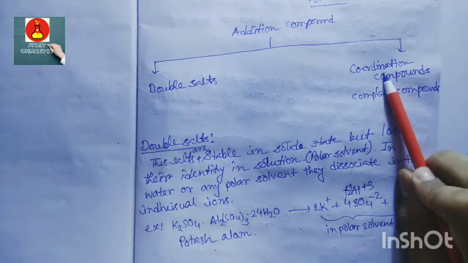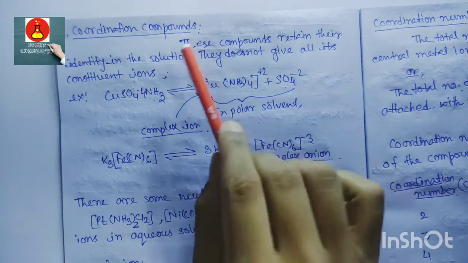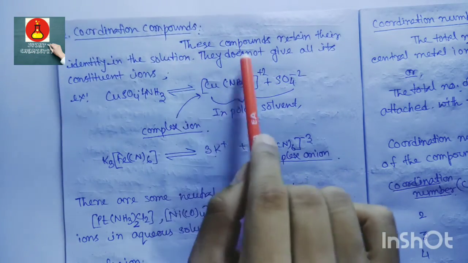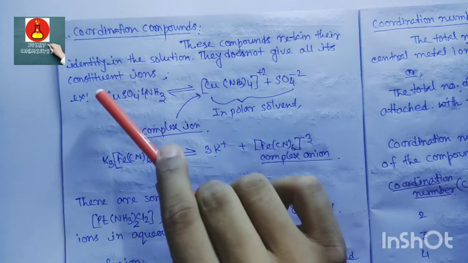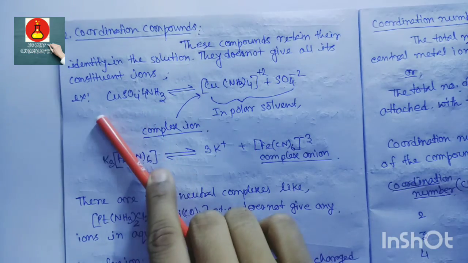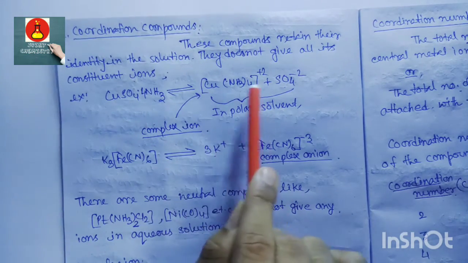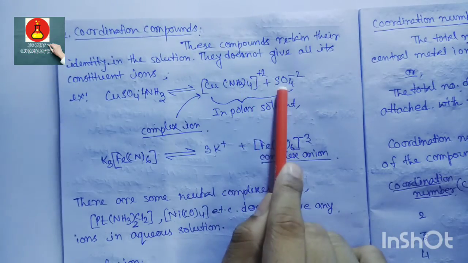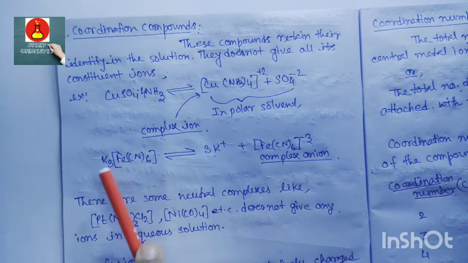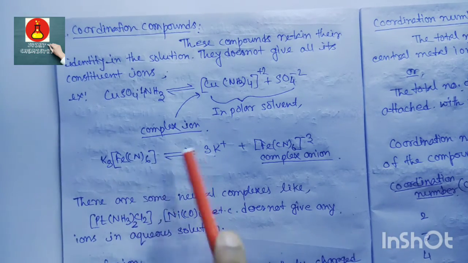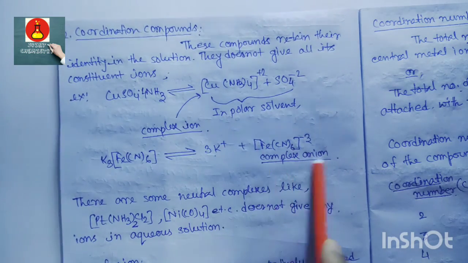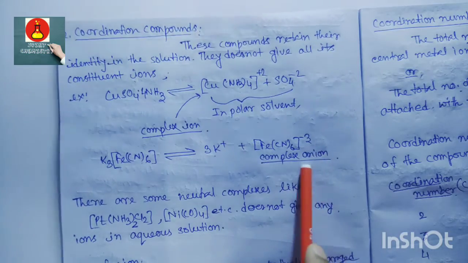Now what are coordination compounds? Coordination compounds retain their identity in solution. They do not give all their constituent ions. For example, tetraamine copper sulfate dissociates in polar solvent into two ions, where the tetraamine copper ion is known as a complex ion. In the case of K3[Fe(CN)6], it dissociates into potassium plus and this ion, which is a complex anion because it contains negative charge. That is why it is an anion.